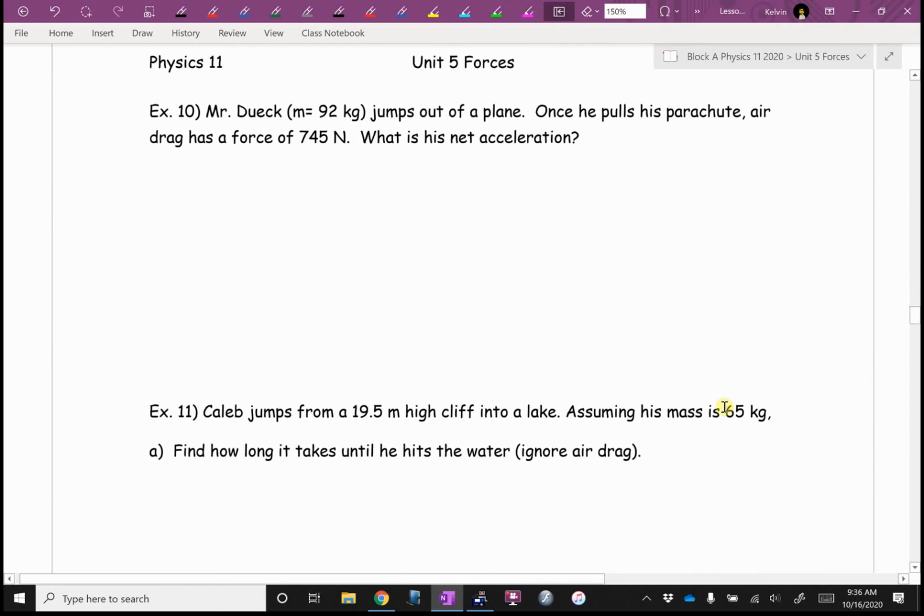Mr. Duick jumps out of a plane. Wearing my shirt. Oh, yeah, my students bought me this a few years ago, so I figured I'd wear it today since it fit in.